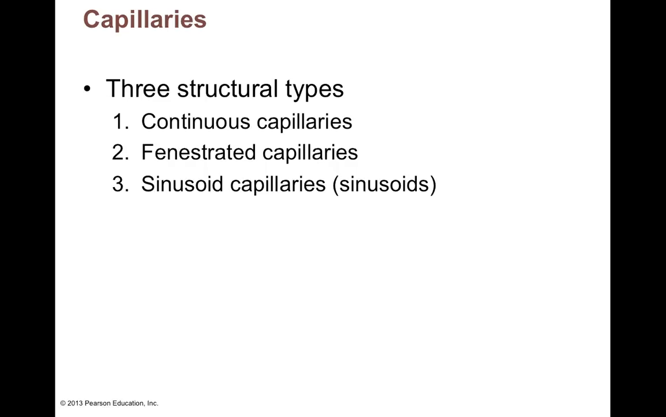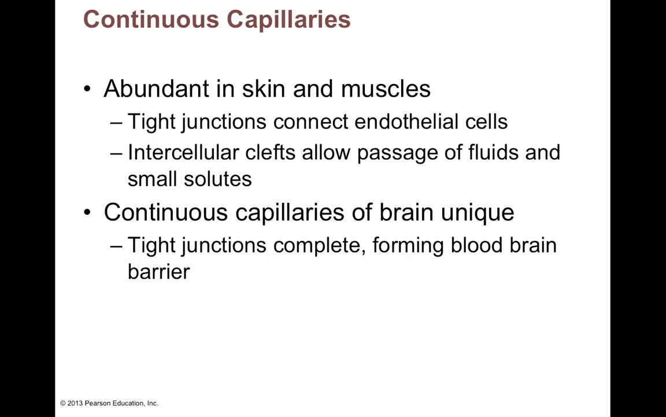And we'll talk about where they're found and why that's important. So the continuous capillaries are abundant in skin and muscles. They have lots of tight junctions, which allow for waterproofing. And there are some intercellular clefts that allow for fluid to pass between these cells. But basically the function of these continuous capillaries, you guys, is that they're really good at waterproofing, and you don't have as much water leaving your plasma and entering those tissues.